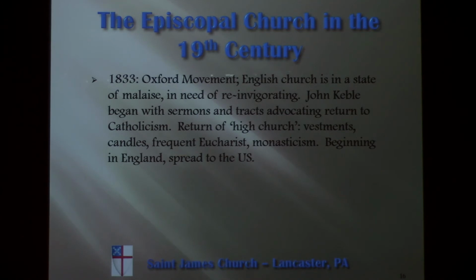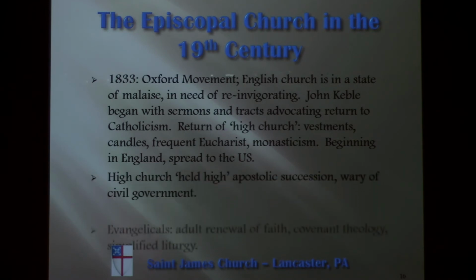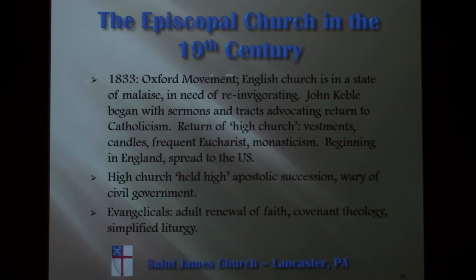And remember that the church at this point, especially at the parish level, was very Protestant. It was very plain. There were no vestments, there were no candles, there were no statues, there were no stained glass windows. All of that stuff had disappeared, and it's the Oxford movement that brought a lot of that back and moved the church, at least part of the church, in a high church direction, and that also began to spread to the United States.